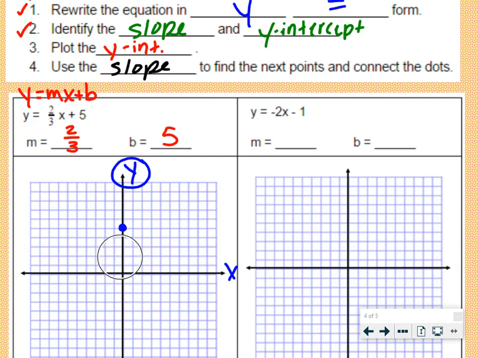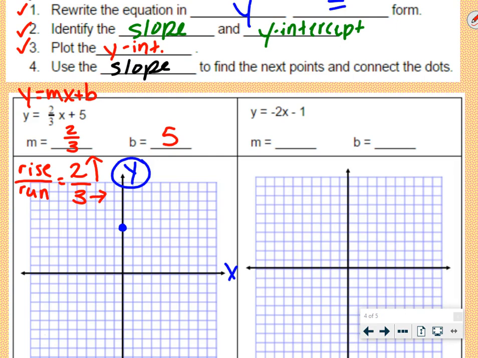Next piece is to use your slope to find the next point. So we did step 3, now we're on step 4. Use the slope. Now this is where that rise over run comes into play, because slope is rise over run. So we're going to rise 2, run 3. Rise 2, that means we're going to go up 2. Since it's positive 2, we go up. Run 3, we're going to go right 3.